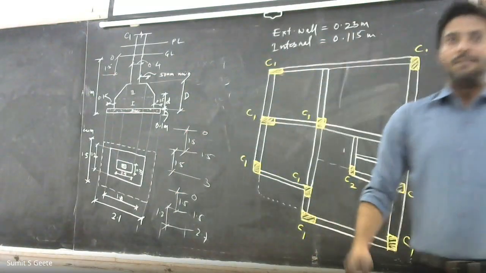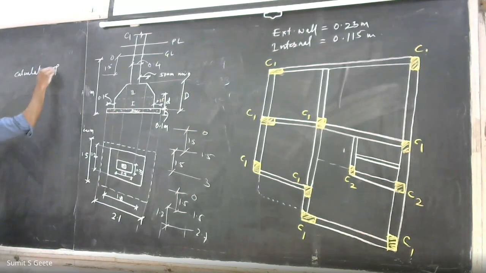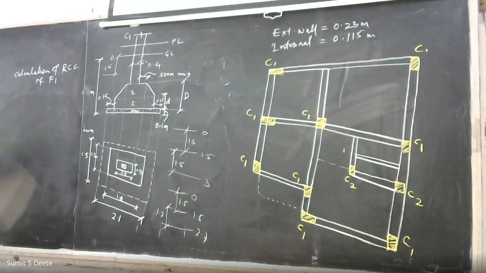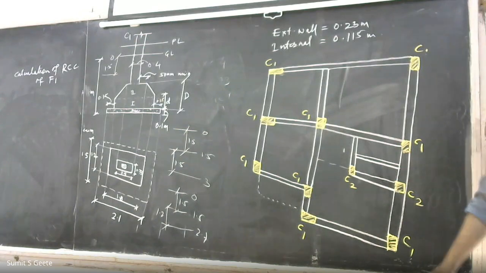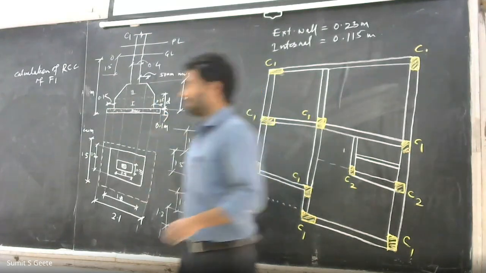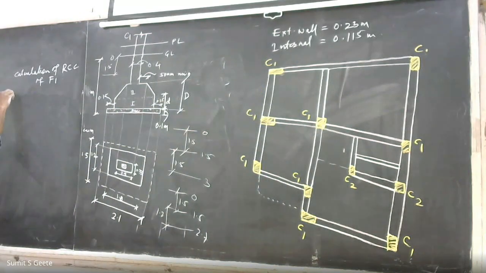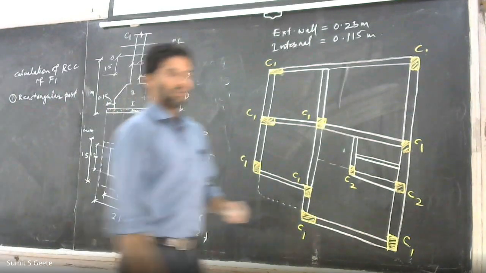ठीक है. अब इसके लिए एक फॉर्मूला है, calculation of RCC of F1. Then it has two elements. First one is rectangular part and second one is trapezoidal part. So what we first calculate is the rectangular part. Rectangular part. Okay.